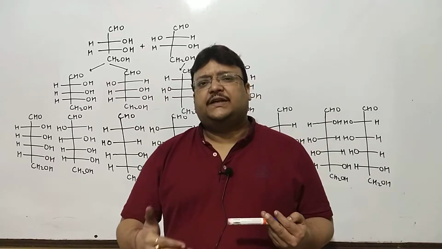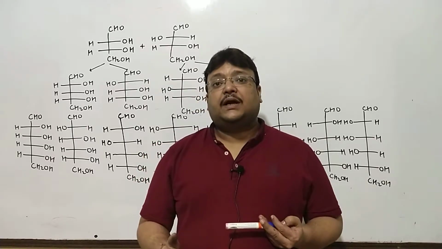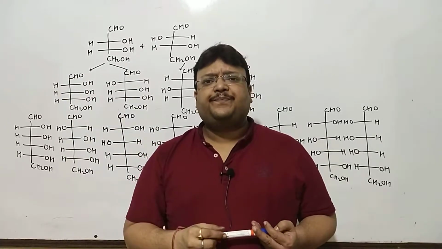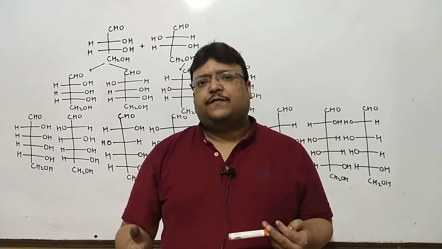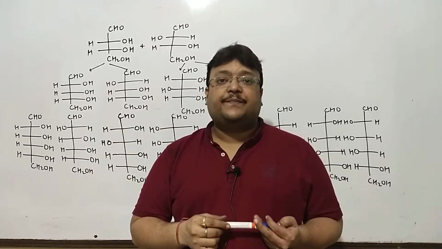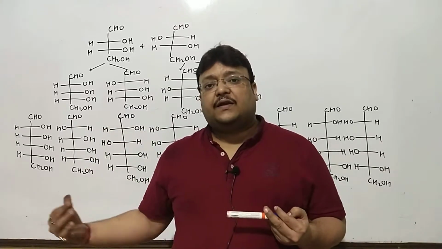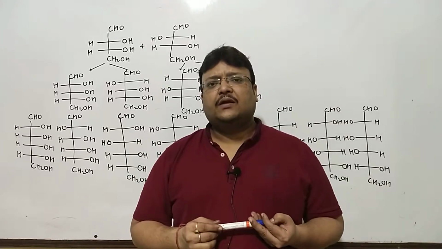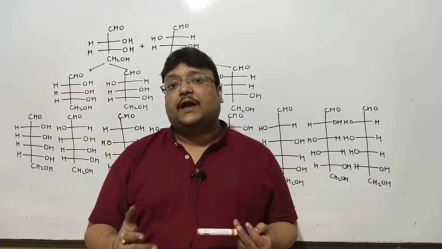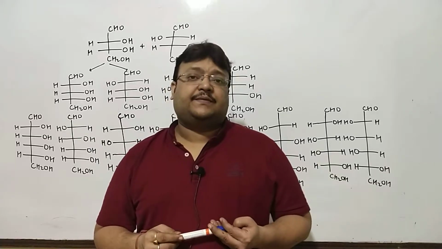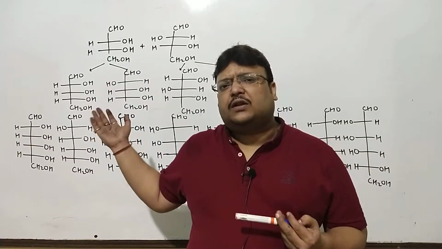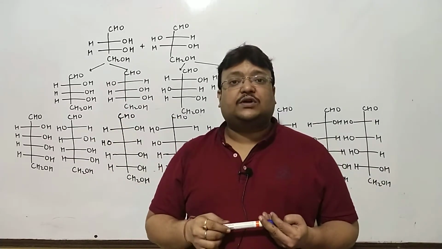So if you have seen the first video, you will remember that Kiliani-Fischer could convert a smaller sugar to a larger sugar. A triose will give you a pair of tetroses, then 2 tetroses will give you 4 pentoses, and finally 4 pentoses can give you 8 aldohexoses. And every product of Kiliani-Fischer will give you a pair of epimers. So we are going to begin with this family tree, which is called the family of capital D sugars.